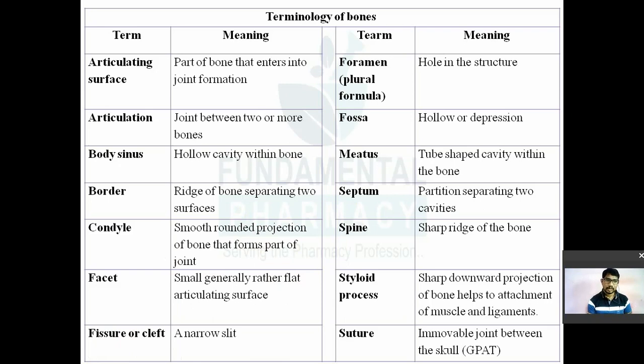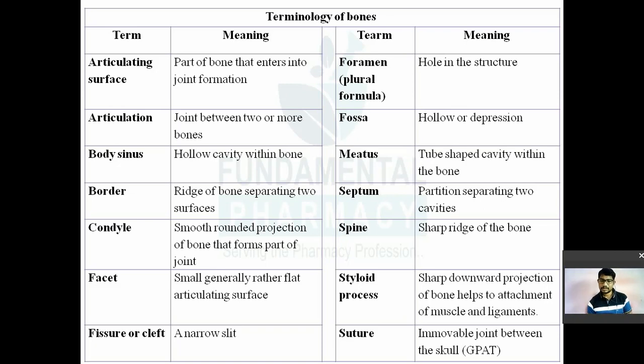Then condyle, what do you mean by condyle? So condyle is nothing but the smooth rounded projection of the bone that forms a part of a joint. To form a joint, look, like your knee joint. In the knee joint there is the femur and the tibia. So at the joint there is a smooth rounded projection that is known as a condyle.